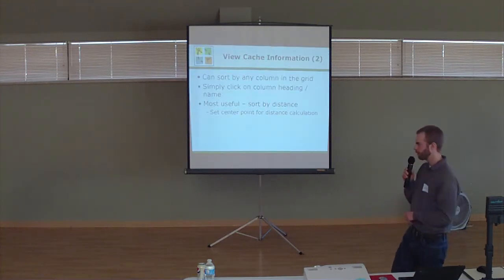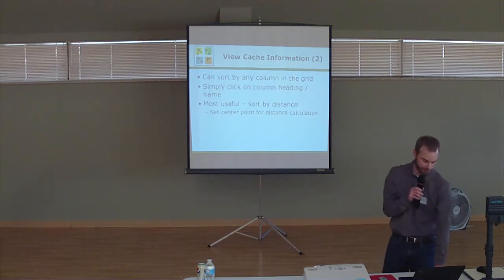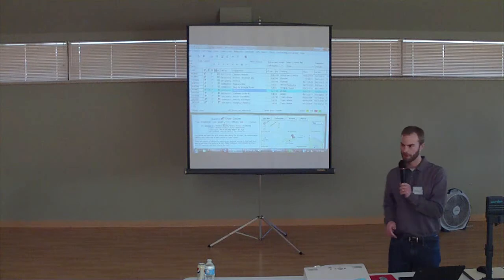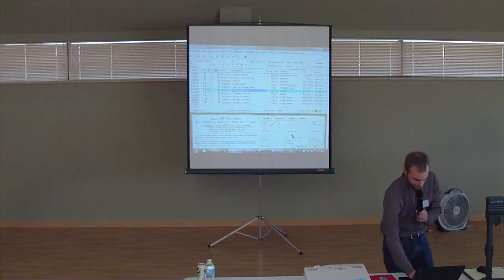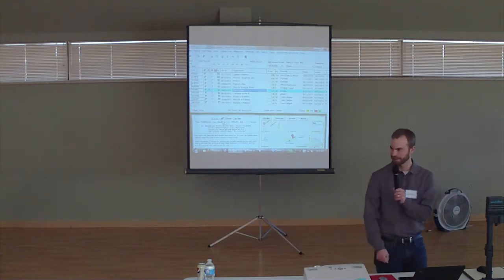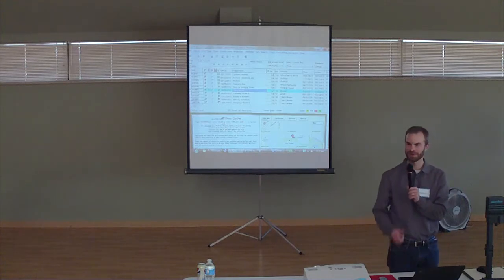You can sort by any column in the grid, and the most useful sort is sort by distance. So let me just demo that quick. Right now it's showing our distance in kilometers for some reason. I believe that's the default when you install GSAK.